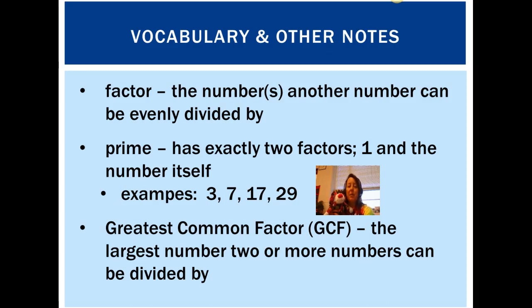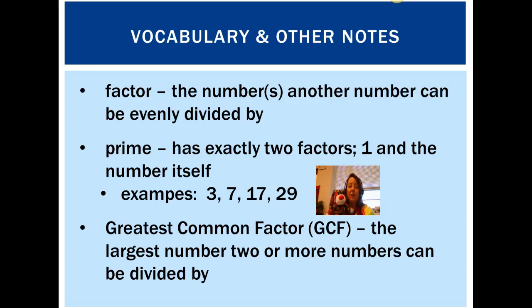The second vocabulary word is prime. A prime number has exactly two factors, 1 and the number itself. Some examples of prime numbers are 3, 7, 17, and 29. Of course, you can consult your sieve of Eratosthenes to find additional prime numbers.